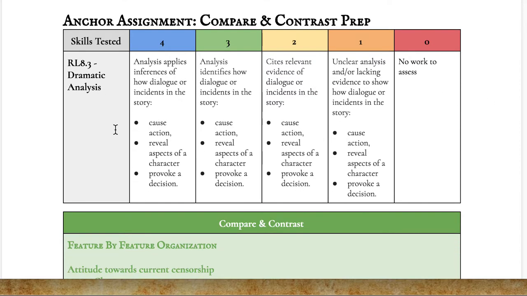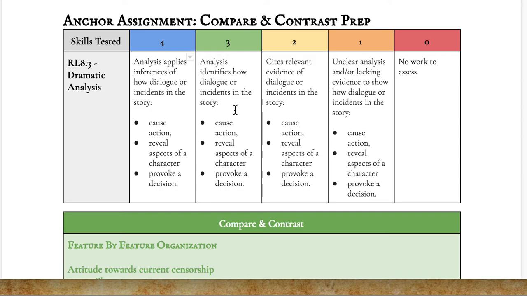So the rubric we're looking at here is the standard of dramatic analysis, basically your ability to analyze elements in a story. Starting at number 4, if your analysis applies inferences, those educated guesses, of how dialogue or incidents in the story cause action, reveal aspects of a character, or provoke a decision, that would be a 4. In a big way, we're focusing here on revealing aspects of a character, because that characterization is what's going to show us whether or not they would probably want to ban a book.